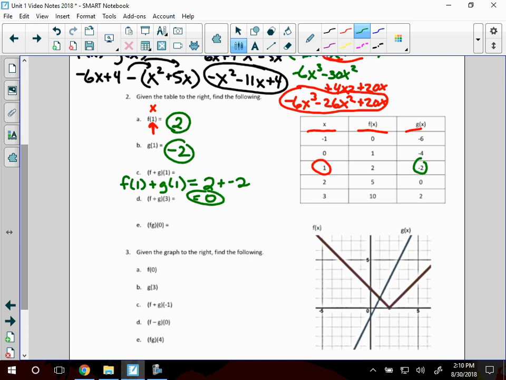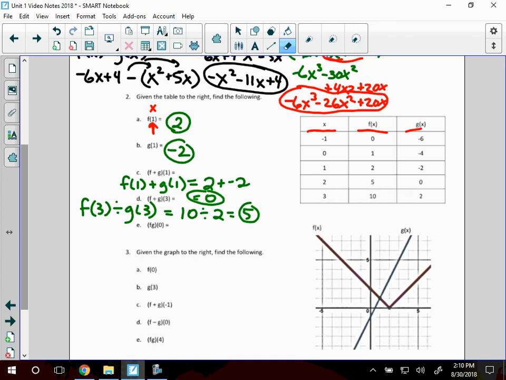All right, let's check in on D. Here I'm dividing the functions at an x value of 3. So again, if you want to rewrite this as f of 3 divided by g of 3, you could rewrite it like that. So I'm looking at an x value of 3. F of 3 is 10. And then g of 3 is 2. When I divide those, I would get 5 as my final answer. For E, f times g of 0. So I'm looking at an x value of 0. F of 0 would be 1. G of 0 would be negative 4. And when I multiply those, I'd get negative 4.